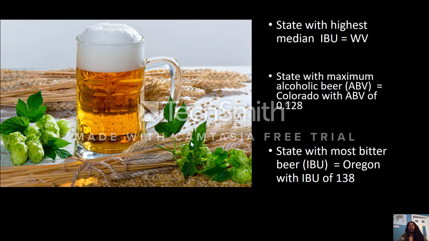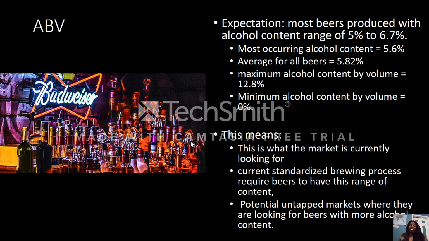We also wanted to know which state had the maximum alcohol beer. That will also help us understand what the max content for the alcohol is. That came out to be Colorado with 12.8%. We did the same thing for IBU. The state with the most bitter beer is Oregon with an IBU of 138.